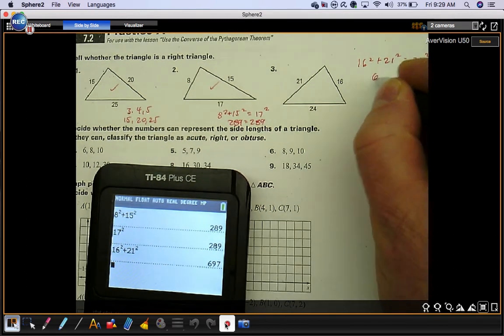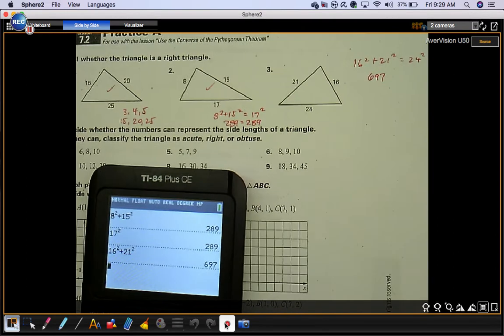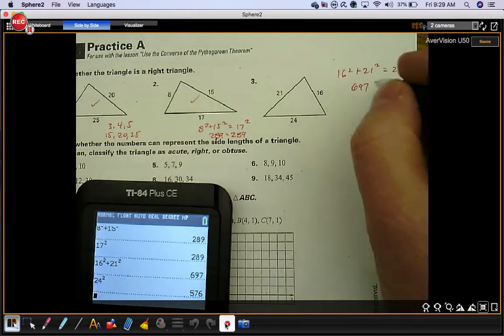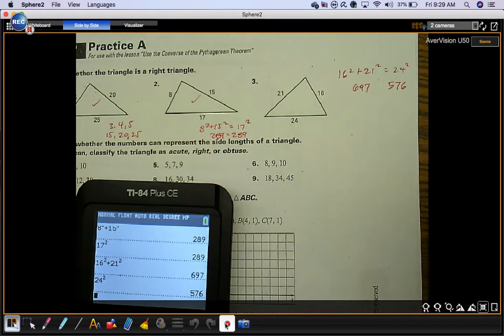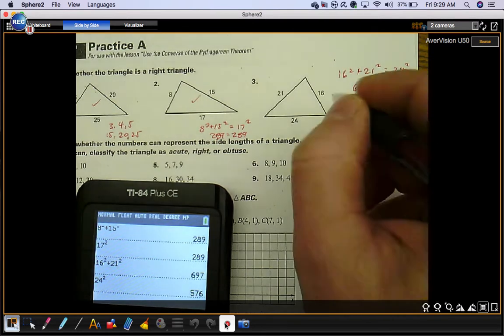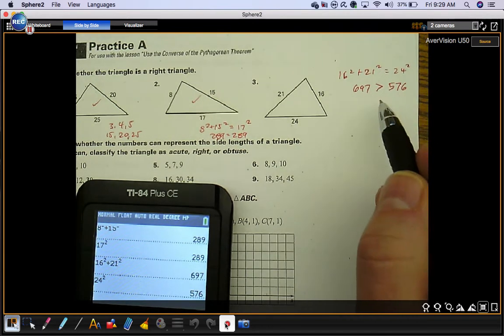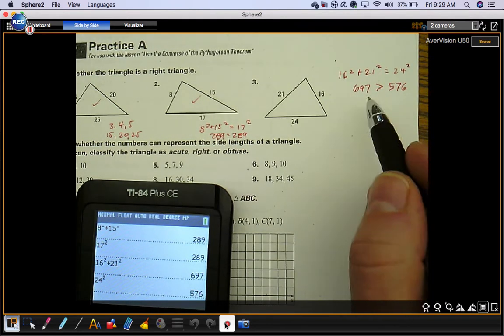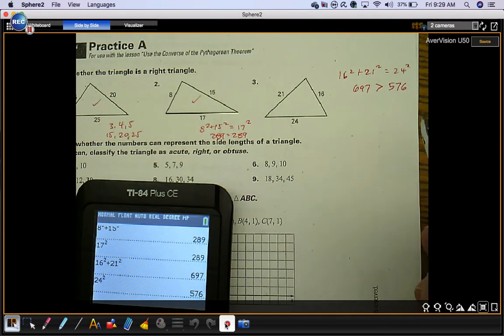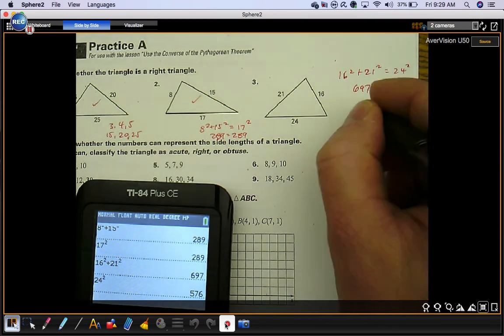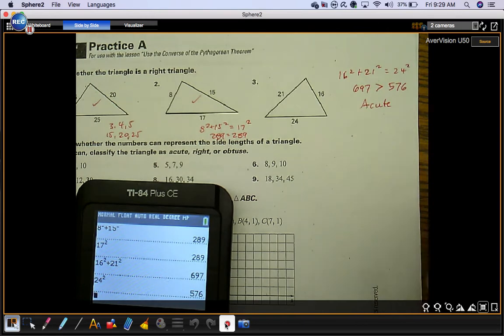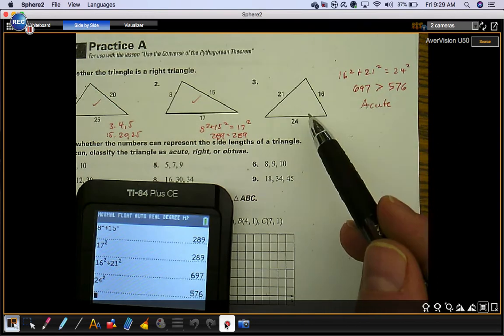That gives you 697. And on the other side, we have 24 squared. That's 576. These are not the same. This is not a right triangle because the legs squared and summed is bigger than the hypotenuse squared. We talked about this before, but this is an acute triangle.